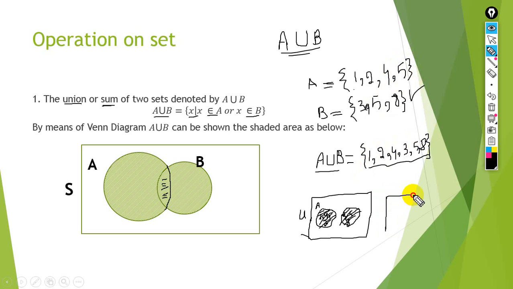So here I will draw the diagram, it is just like this. So set A has a common element.